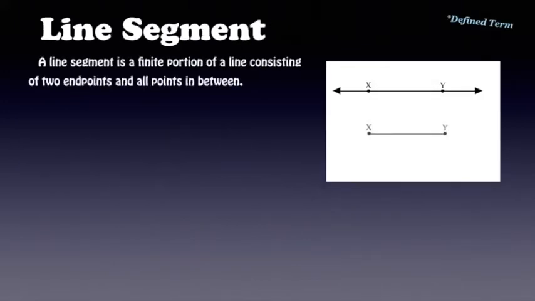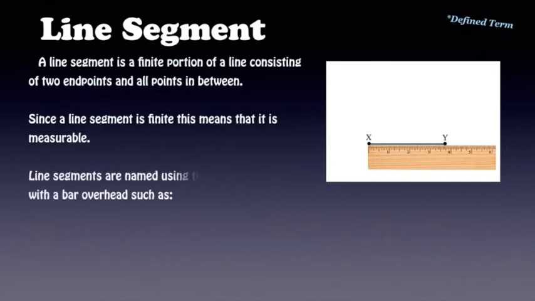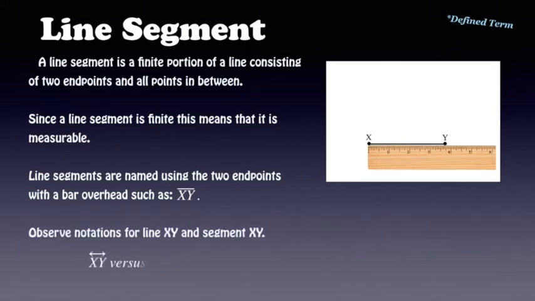A line segment is a finite portion of a line consisting of 2 endpoints and all points in between. Here in the image you see segment XY is a part of line XY. Since a line segment is finite, it is measurable. Line segments are named using the 2 endpoints with a bar overhead, such as segment XY. Notice the difference in notation between line XY and segment XY. Line XY has arrowheads at each end of the overhead bar, and segment XY does not.